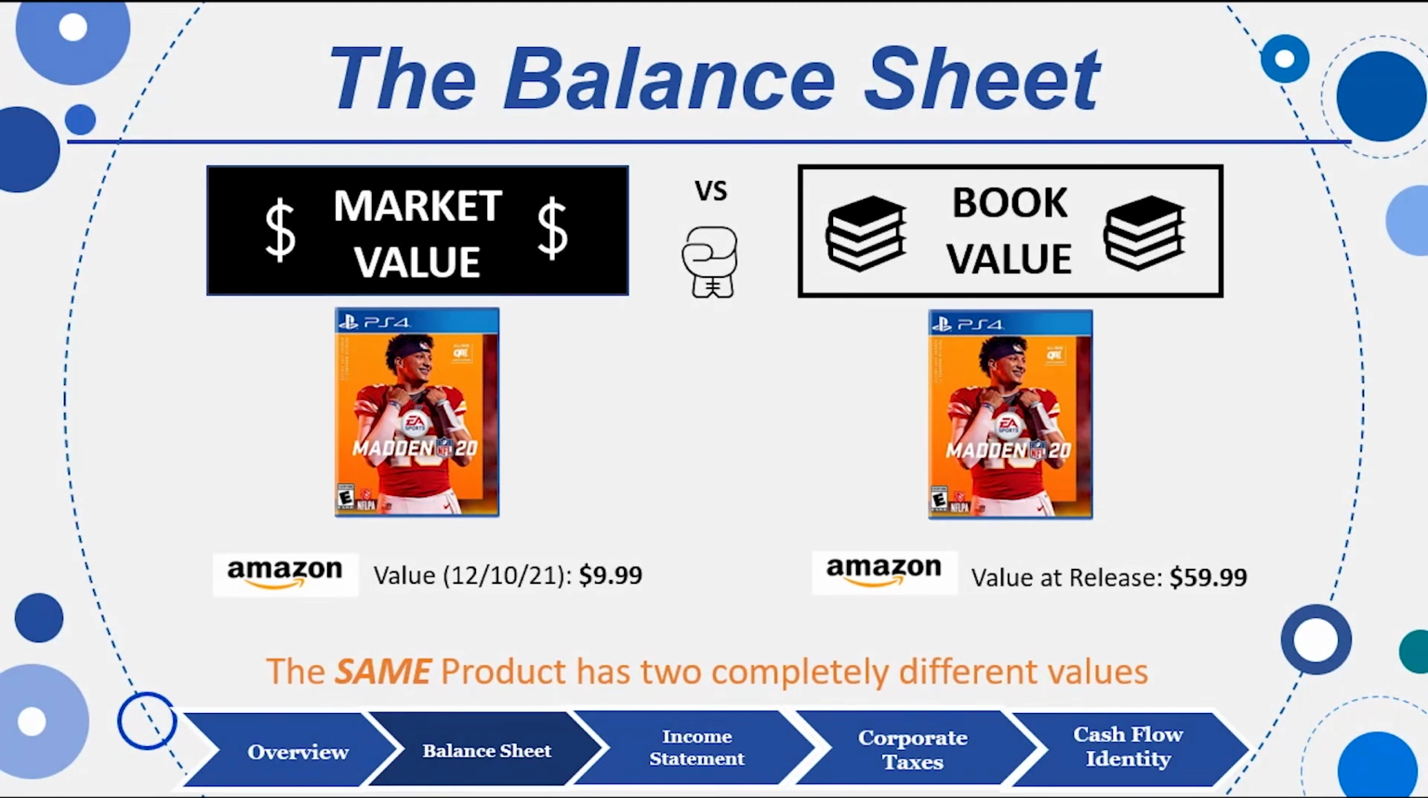Here's a good example, a real-world example of market versus book. Here's a very, very popular game, Madden 2022. He pushes this out every year. And you could see at the time it cost $59.99. Now, on the day we looked it up, it was selling for $9.99. So here's a case where book was way higher than market. Original historic cost was way higher than market.